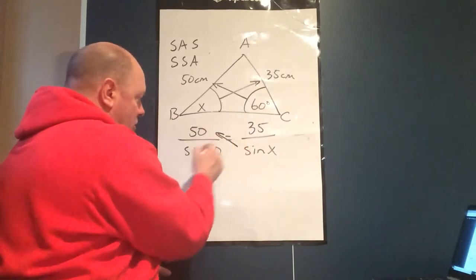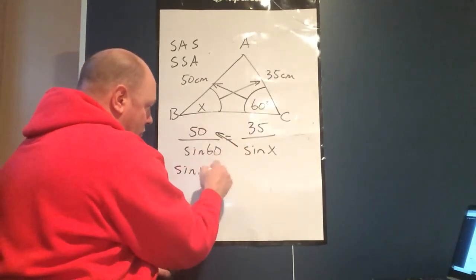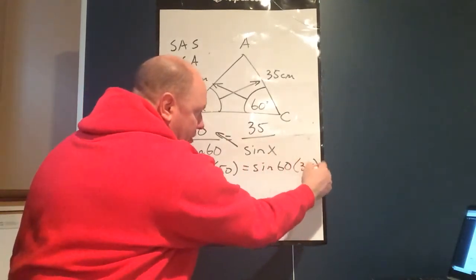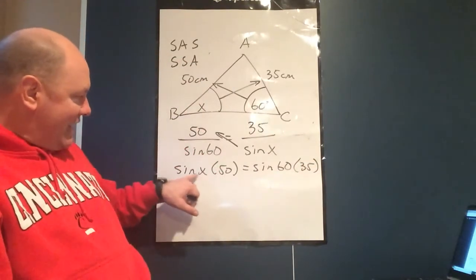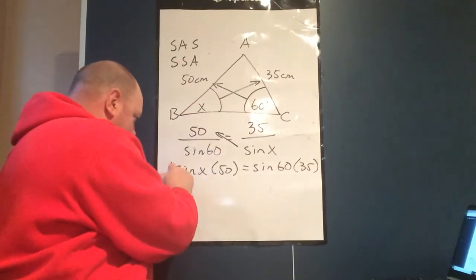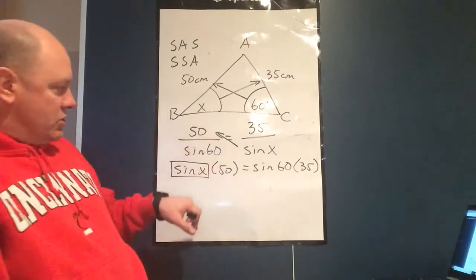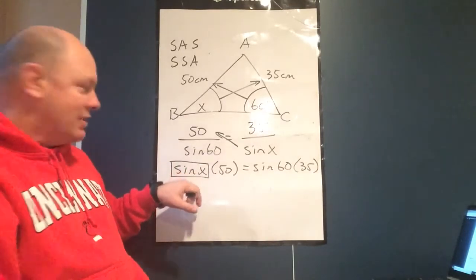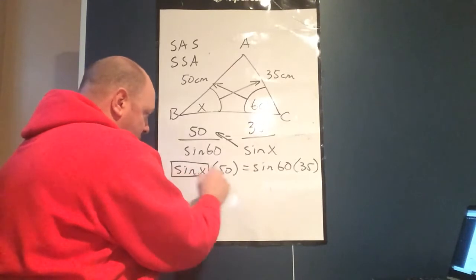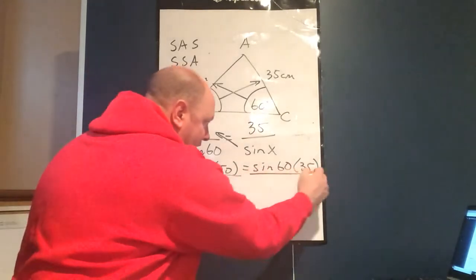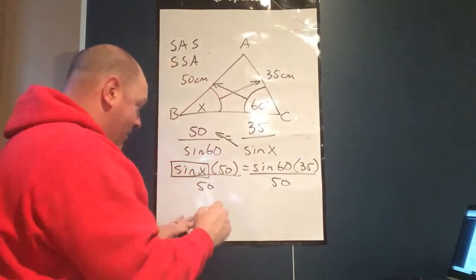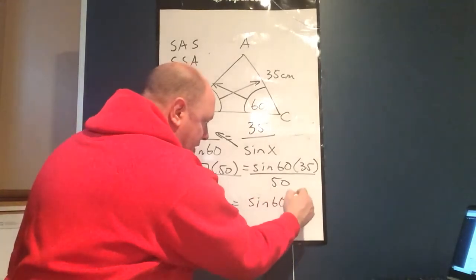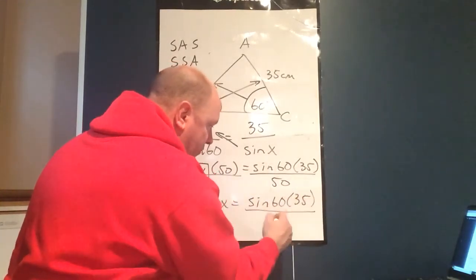So setting this up by cross multiplying. So sine X multiplied by 50 equals sine 60 multiplied by 35. Now, again, sine angle is what we're given here. So this is separate. This right here is separate. So first step I got to do is I got to divide by 50 to get rid of it because I want to get down to an X as my value and go that route. So the first step I do is divide this by 50, divide this by 50, and now what I have is sine X equals sine 60 times 35 over 50.